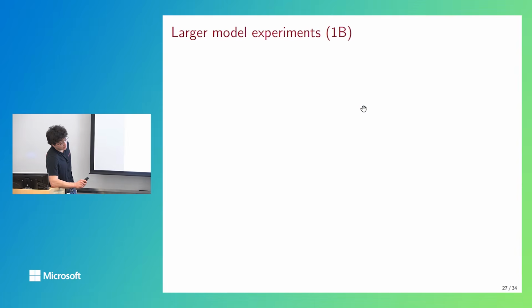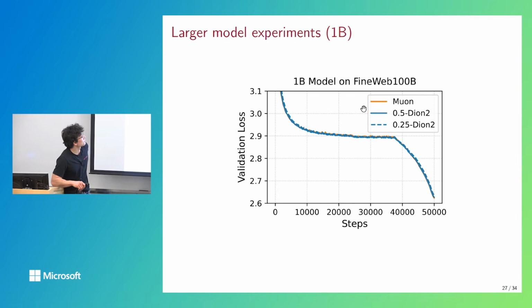And we have some experimental results for a larger model, like a 1B model. And you see that the larger model seems to tolerate a smaller fraction alpha, because for this 1B model training run, 0.5 and 0.25 only came with very minimal sacrifice in the update quality.